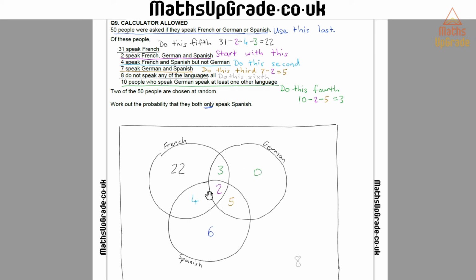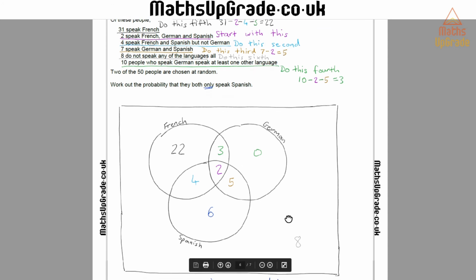So if I just show you there what I've done so far. I've done these center regions now. I started with this number here, then I did this 4, then I worked out this 5, then I worked out the 3 and the 0. The next thing I'm going to do is the outer regions. I'm now going to do this sentence. 31 people speak French. So inside this circle, everything must add up to 31. I already know this is 4, this is 2, and this is 3. So this must be 22. There's my calculation there. Now I'm going to do the outer regions.